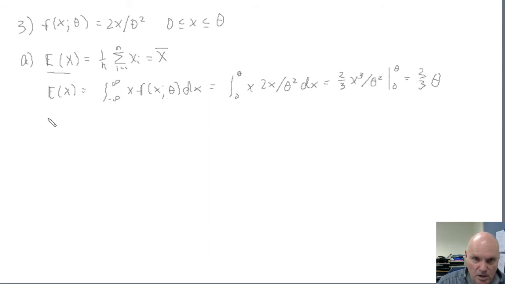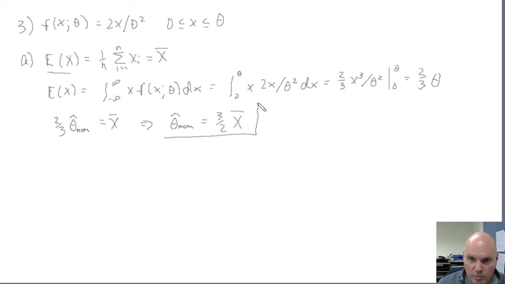And then when I set these two equal and solve for theta, what I get is the method of moments estimator for theta. So I set my 2/3 theta equal to my sample mean, solve for theta, and I get 3/2 times the sample mean. So this is my method of moments estimator for this unknown parameter theta in this particular problem.